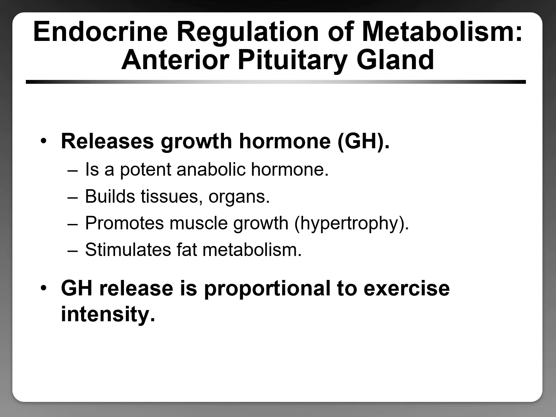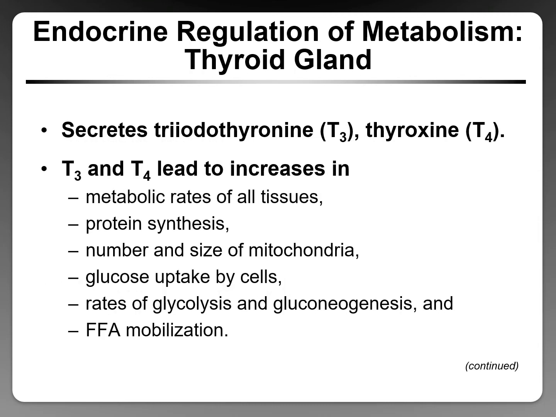Anterior pituitary gland is going to release a few different hormones, the first being growth hormone. Our growth hormone is going to be a potent anabolic hormone. This means that it is a hormone that works to build up tissues in the body. It also can improve the functionality and the size of organs. Growth hormone will also promote muscle growth, also known as hypertrophy, and stimulate fat metabolism. Our growth hormone release is going to be proportional to exercise intensity. This means that the higher the intensity of the activity, the more growth hormone that will be released.